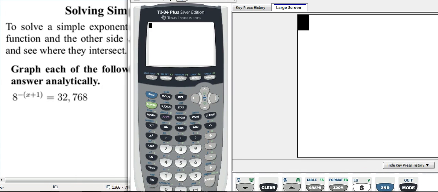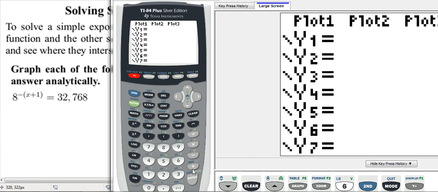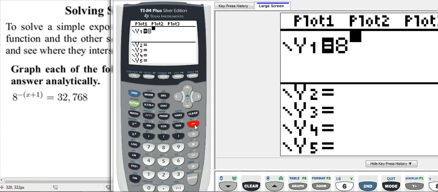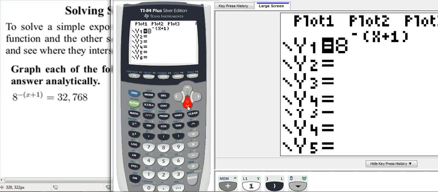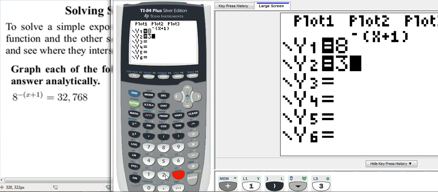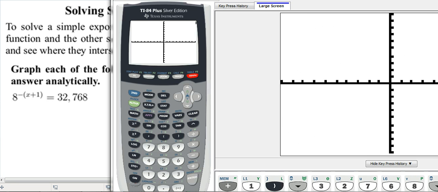Okay, so let's go ahead and go to y equals. Y sub 1 is going to be x raised to the negative, make sure you use your negative key, negative quantity of x plus 1, close. We'll go down to y sub 2 and enter 32,768. And there we are. You can graph.